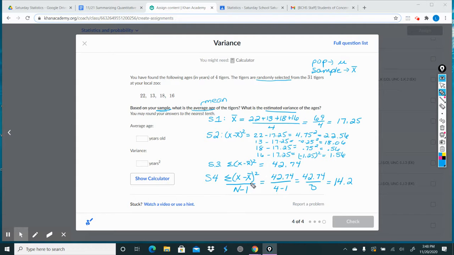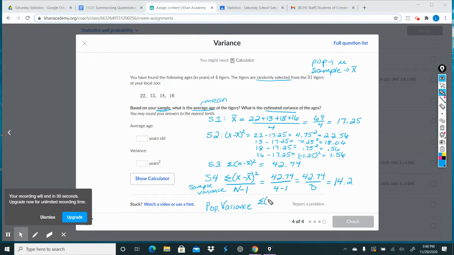Now, if this was a population, remember this is for a sample variance, for a population variance, that would be the sum of x minus the mean, squared, over n. So you would not subtract 1, you would use 4 and find that answer.